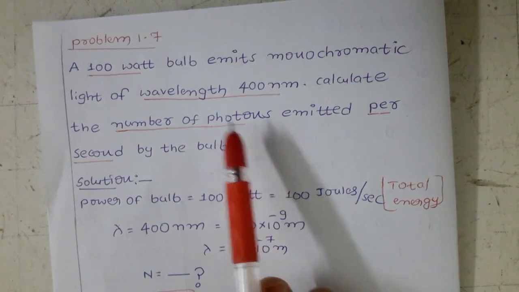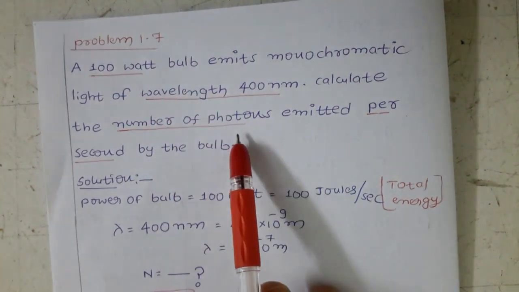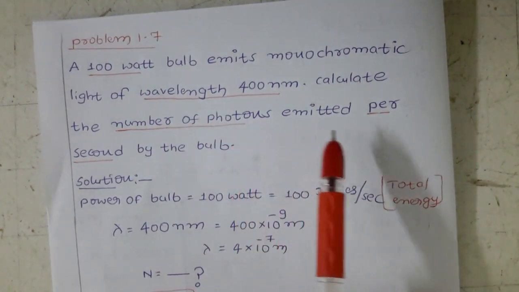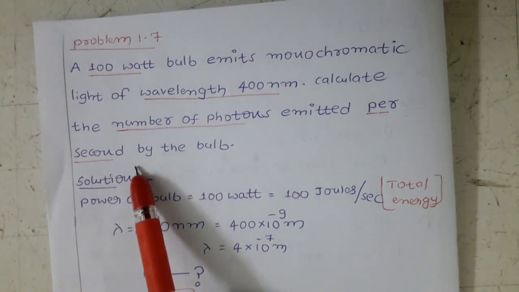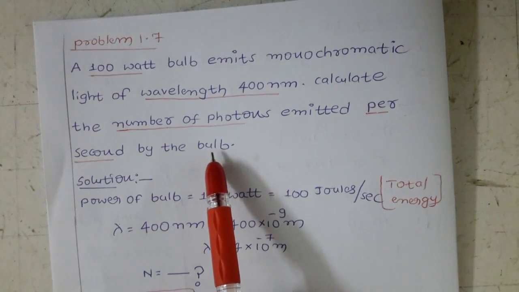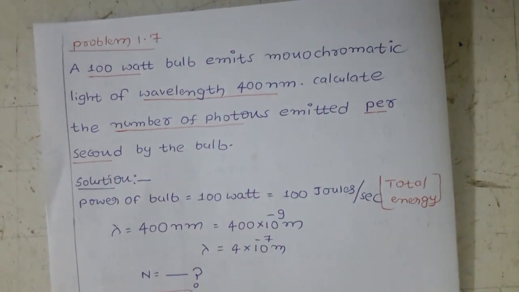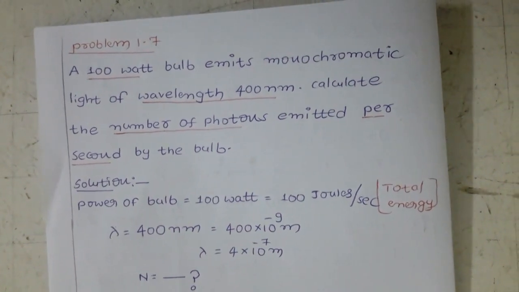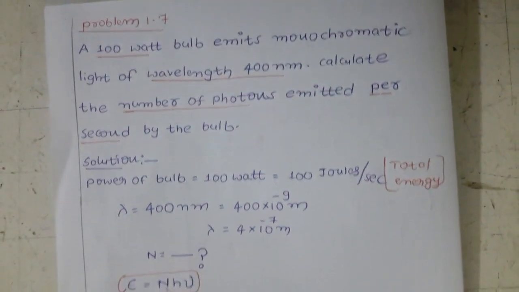Number of photons means this bulb is going to emit some photons. That is also what they are asking? Per second. How much number of photons is that bulb going to emit, and that too per second. Okay, let's see the solution.